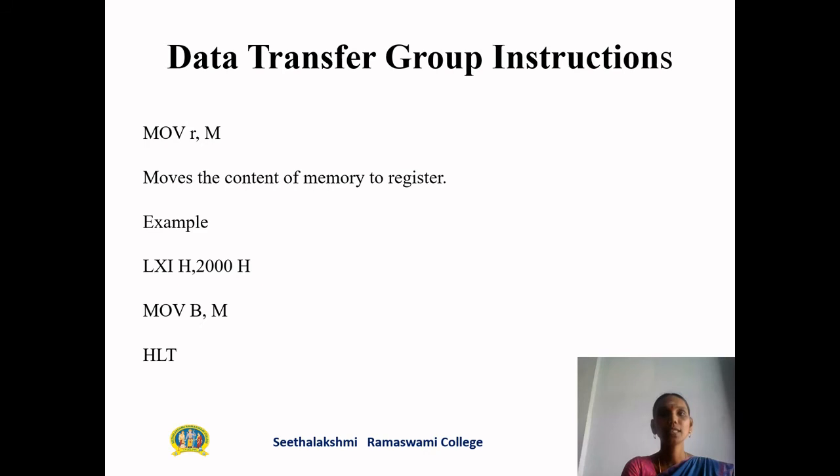The next data transfer group instruction is MOV R, M. It moves the content of memory to the register. Example, load instruction LXI H, 2000H. This instruction loads the value 2000 to the register pair HL. Now we are moving the value from the memory 2000H to the register B. HLT instruction is used to stop the execution of the program.